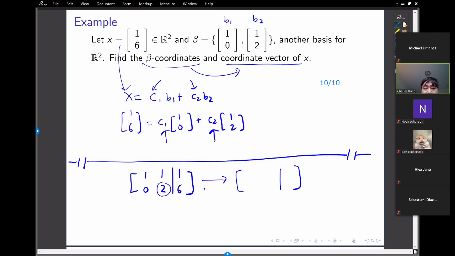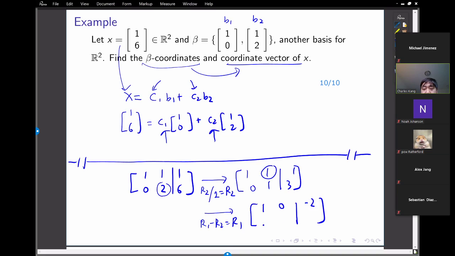So I want this to be 1. So R2 divided by 2 equals R2. 0, 1, 3. And I want to get rid of that. So R1 minus R2 equals R1. Okay, 1, 0, and then -2. That means c1 is -2, c2 is 3. All right, you're done. So that means x relative to beta, in this case, is -2, 3. Right?